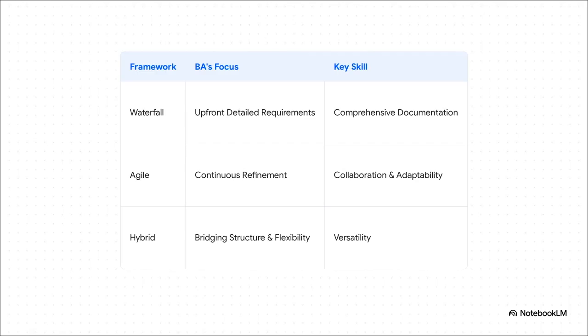It really all boils down to this. In a waterfall project, your focus is on getting those perfect, detailed requirements up front, and your key skill is comprehensive documentation. In Agile, your focus shifts to continuous refinement, and your key skills become collaboration and adaptability. And in that hybrid world, you're the bridge, which makes versatility your single greatest asset. Honestly, a modern BA needs to be fluent in all three.